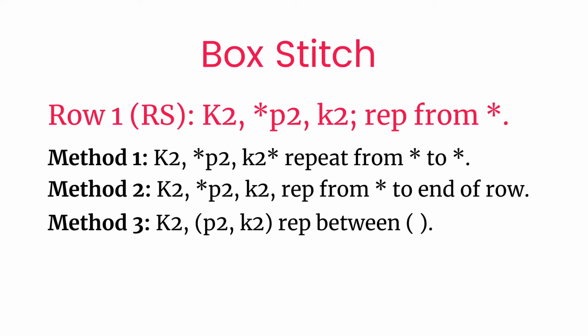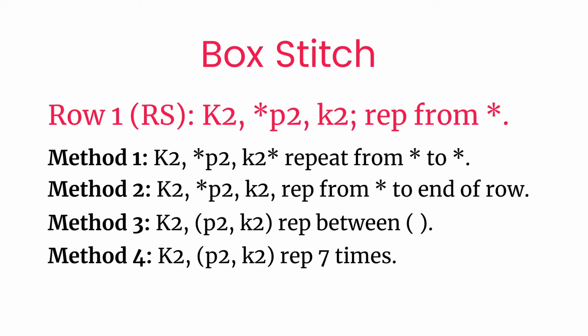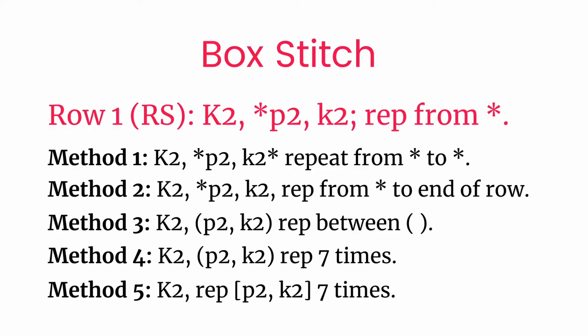We have a knit 2 and then purl 2, knit 2, and that's in parentheses, and this instruction tells us to repeat what's between those parentheses. And then method 4 also uses parentheses, but it tells us the specific number of times we're going to repeat those stitch counts within the parentheses themselves. But that's not the only form of punctuation you'll find. You can also find basic instructions that use brackets, like in method number 5.